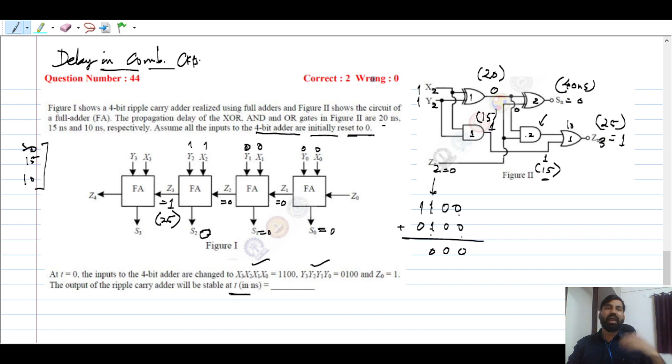This AND gate is not going to do anything here, no wonders here. You can forget about this AND gate, because you can also see here this is 0 and this is 0.